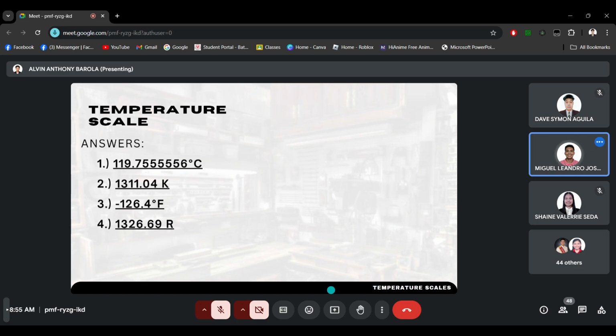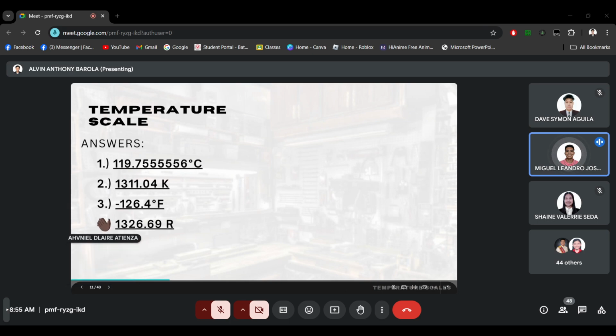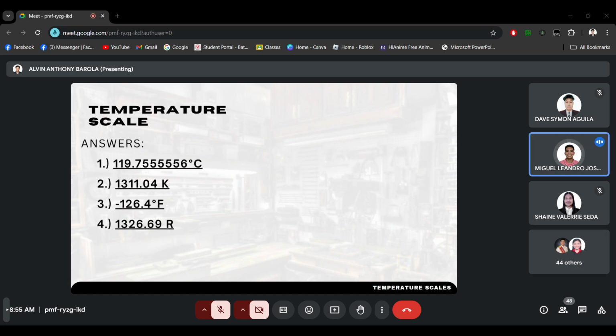Ang gagaling. Number 3, we have negative 126.4 degrees Fahrenheit. Again, tama. Grabe, ang gagaling ng O7. Lastly, 1326.69 degrees Rankine, which is again, tama. Grabe, papasa kayo talaga. So, before we proceed to our next discussion, I will pass on the floor to Miss Gladys Maygida for the icebreaker.